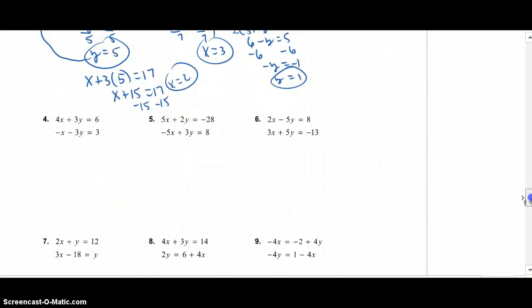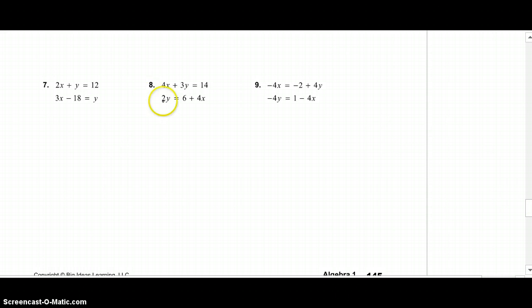If you look towards the bottom of that sheet and look at number 8, number 8 is not completely set up like that. The x and y are on the same side on the first equation, but on the bottom equation you see the 4x over on the right. Well, let's just get it to the left. Let's just subtract 4x. Now our first equation stays the same, but the second equation, I put a -4x on the left, and 2y is already on the left, and 6 is already on the right. So I just had to manipulate that second equation.